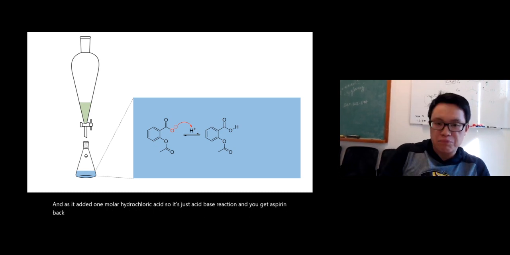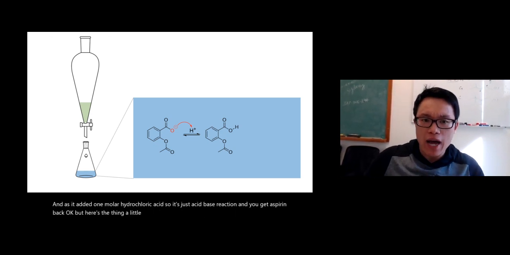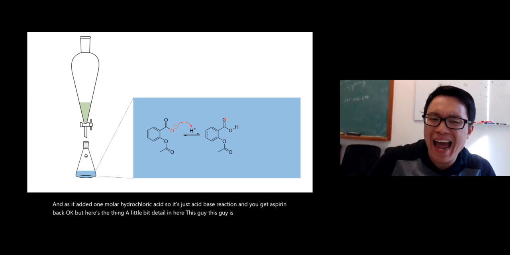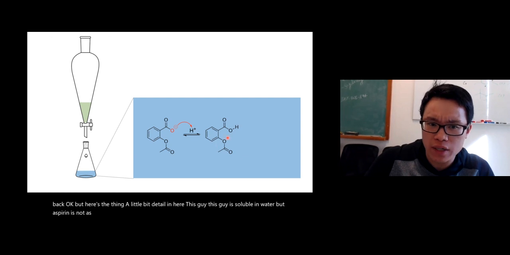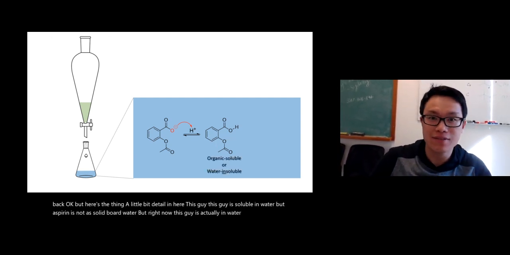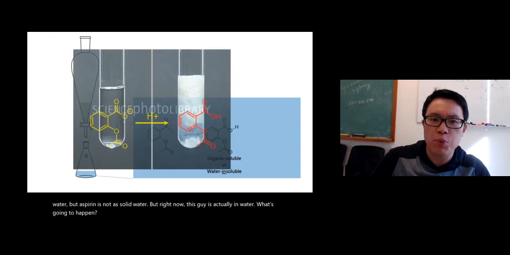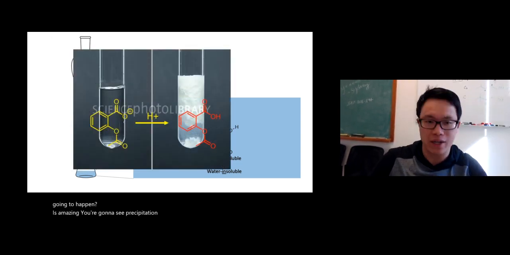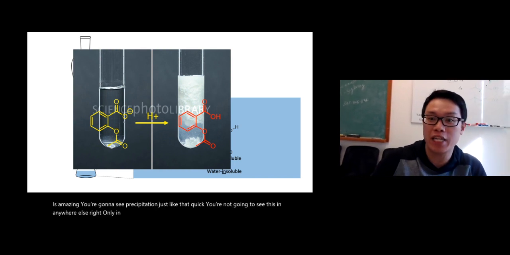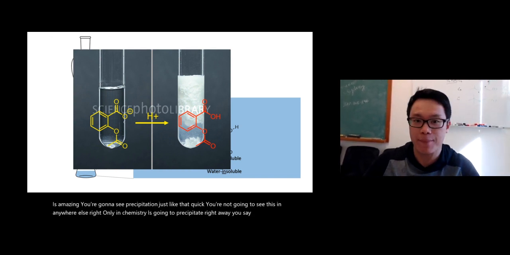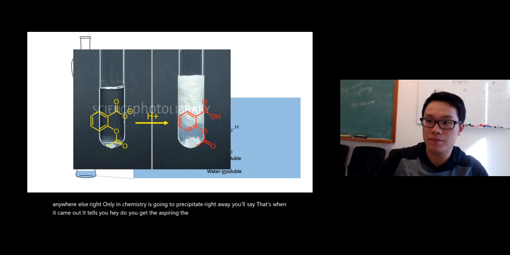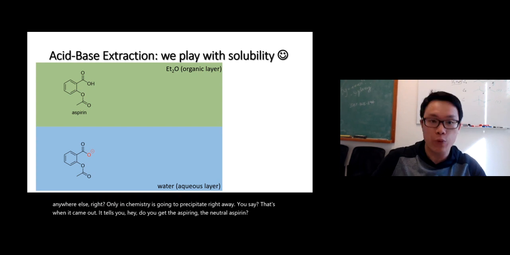Okay, but here's a little bit of detail. The carboxylate is soluble in water, but aspirin is not as soluble in water. But right now, it is actually in water. What's going to happen? It's amazing. You're going to see precipitation just like that, quick. You're not going to see this anywhere else, right? Only in chemistry. It's going to precipitate right away. You see, oh, that's when it came out. It tells you, hey, you actually get the aspirin, the neutral aspirin. Okay? So that's how we do it.